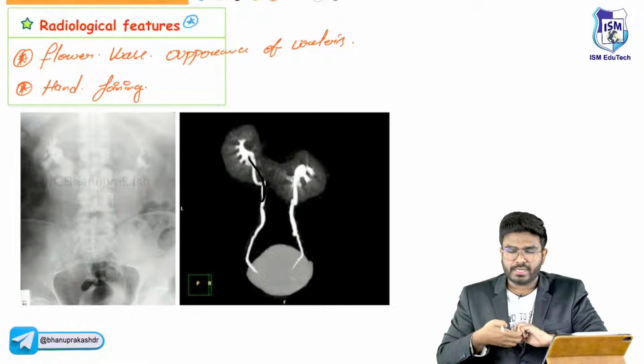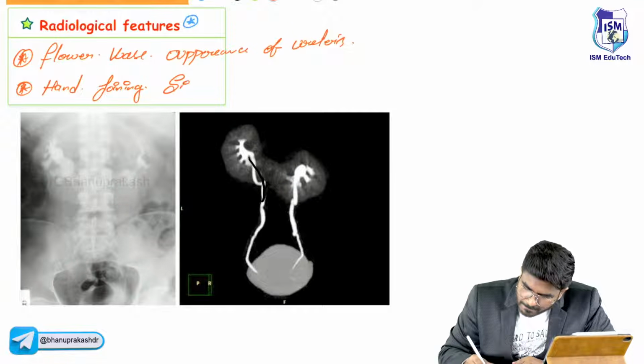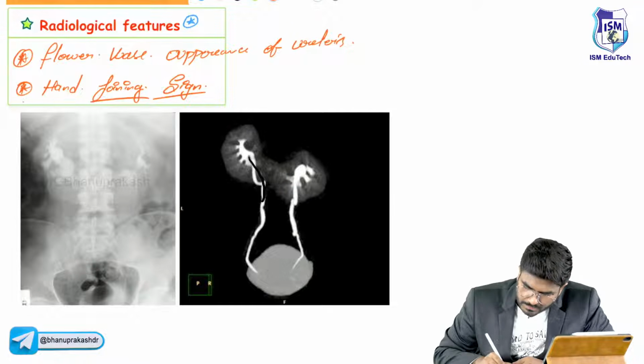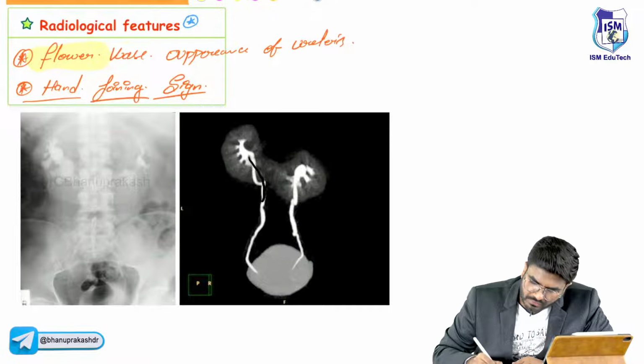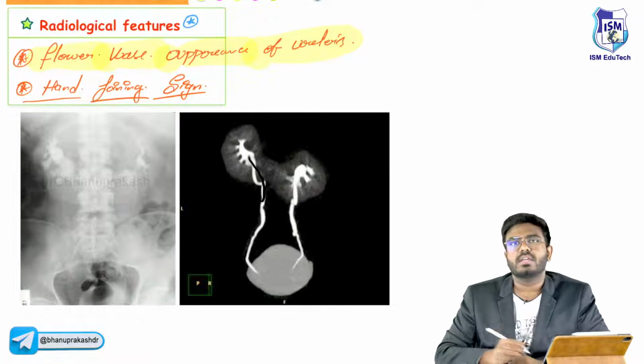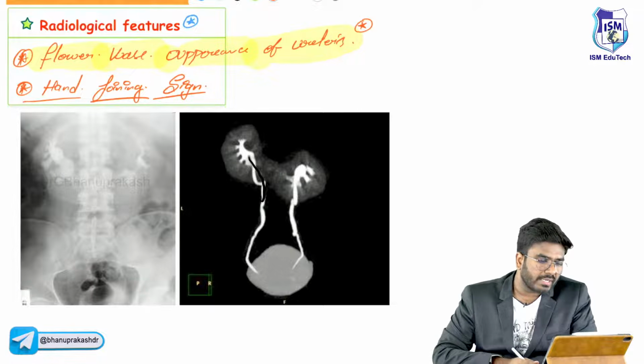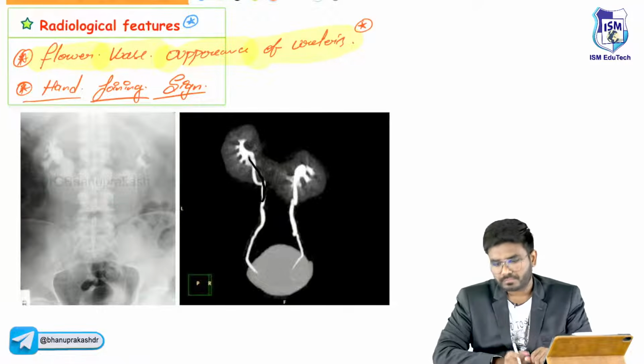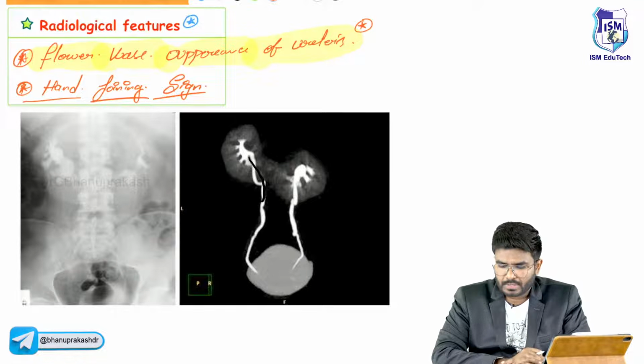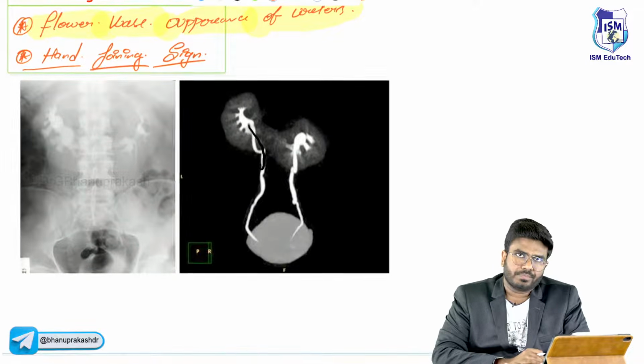Both the kidneys are fused, right? So the hand joining sign is seen. For your exam purpose, this is important. Flower vase appearance of the ureters is seen in horseshoe kidney. Okay, done, sir. Next, what else should you know?